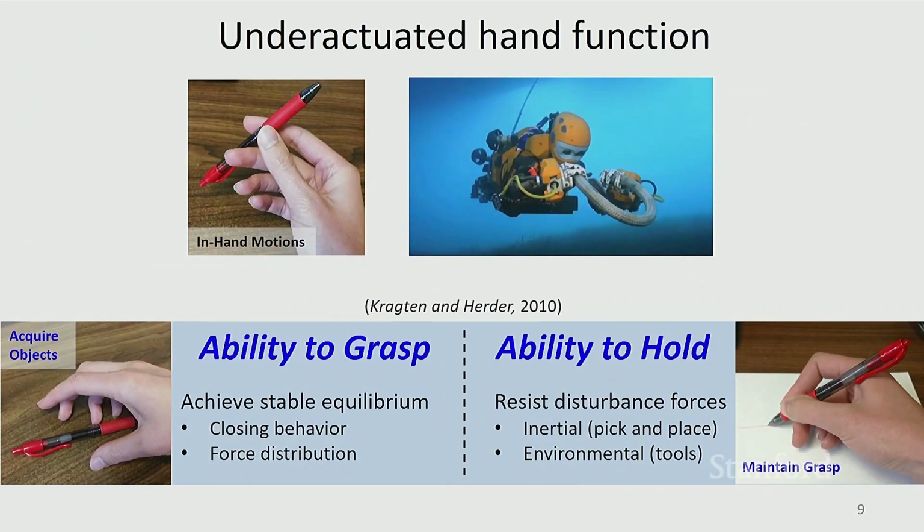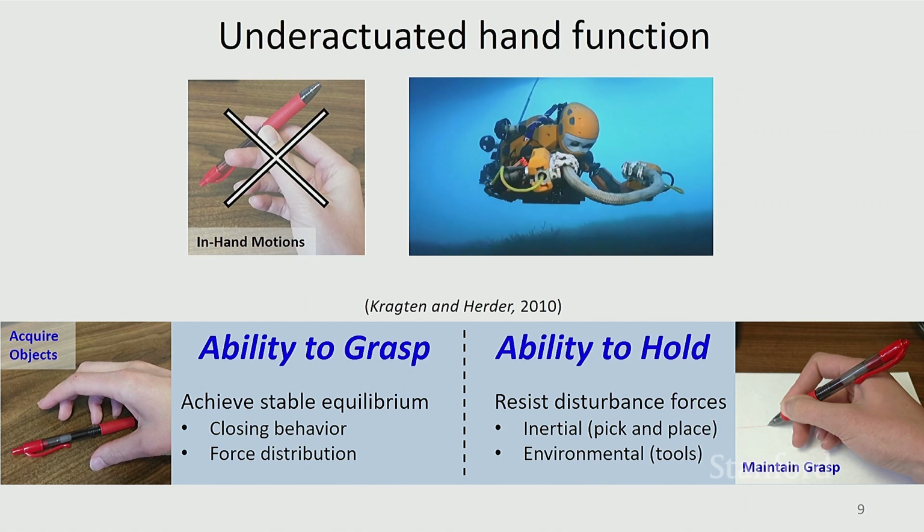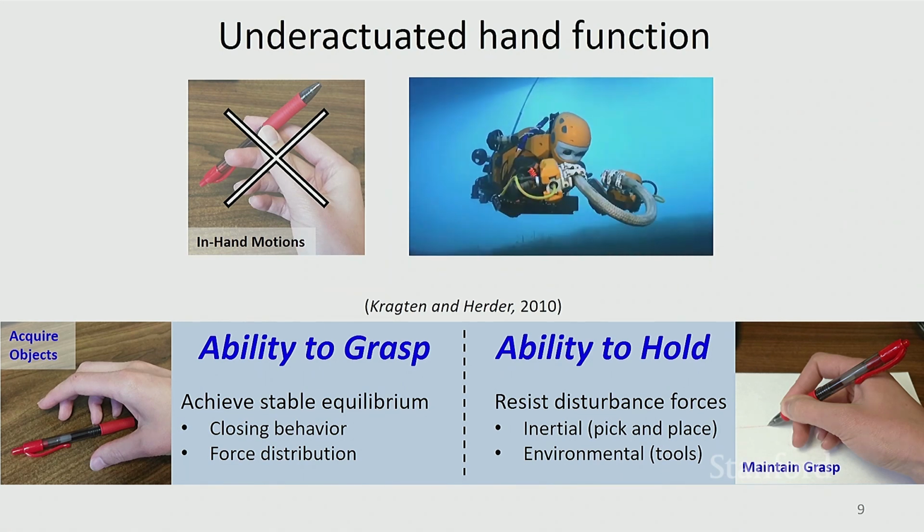And underactuated hands typically are used for grasping and holding and rely on the arms to do most of the manipulation. Some people have looked at in-hand manipulation like this with underactuated devices, but it's a much smaller set of the overall work.